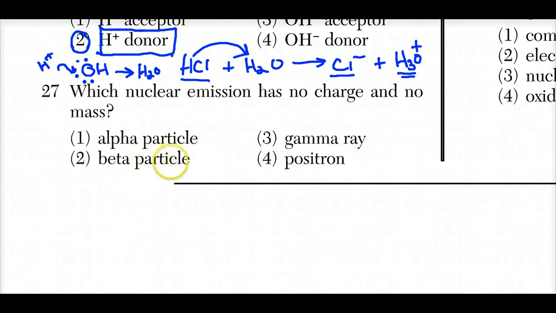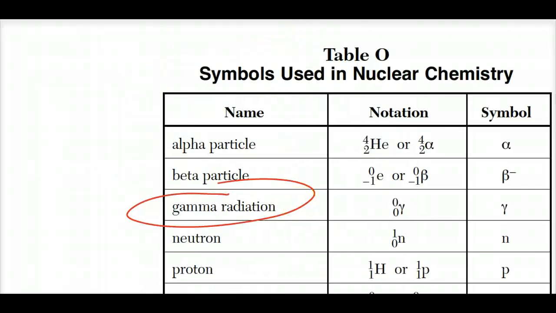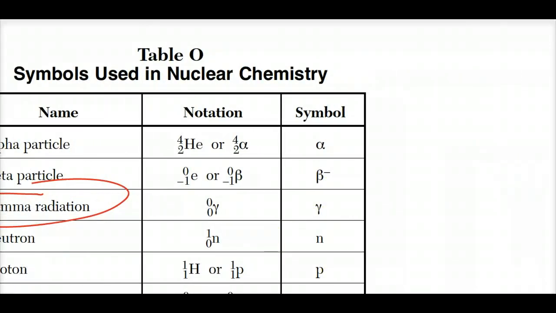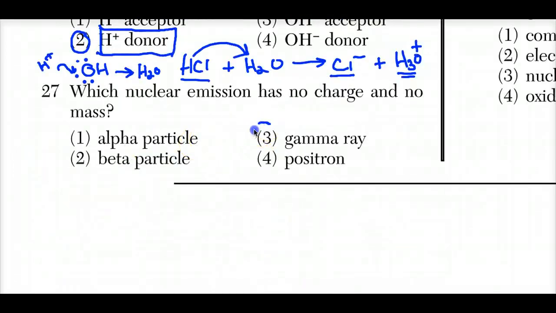I've got alpha, beta, positrons, gamma. Well, if I don't know, Table O will tell me. Let's go to Table O. When I look at my particles, I find my gamma, because my gamma has no mass and no charge. That's why gamma radiation is the winner, right from Table O. All you had to do is know where to look.